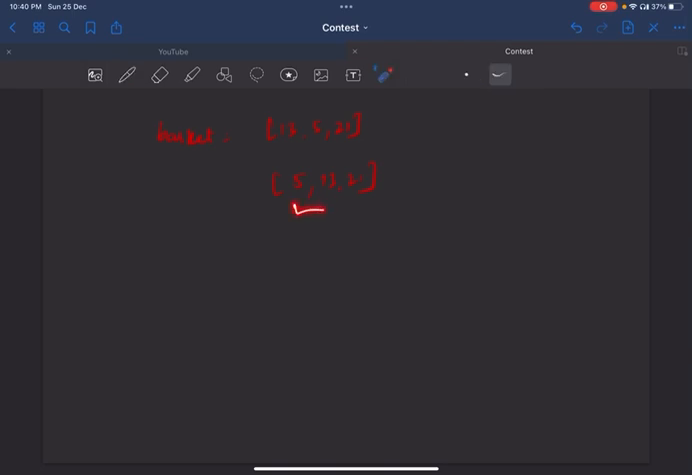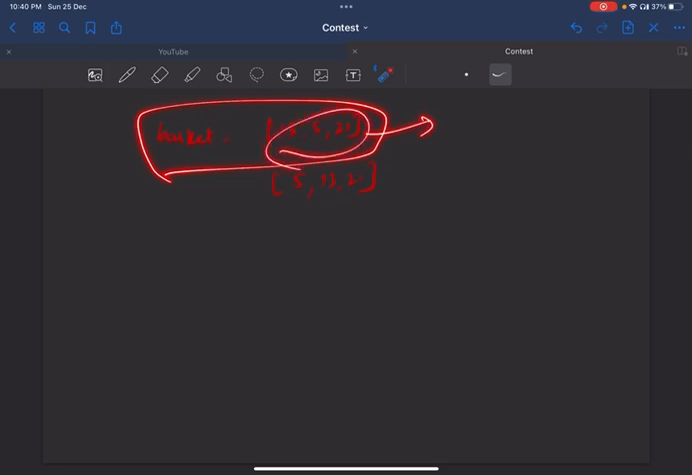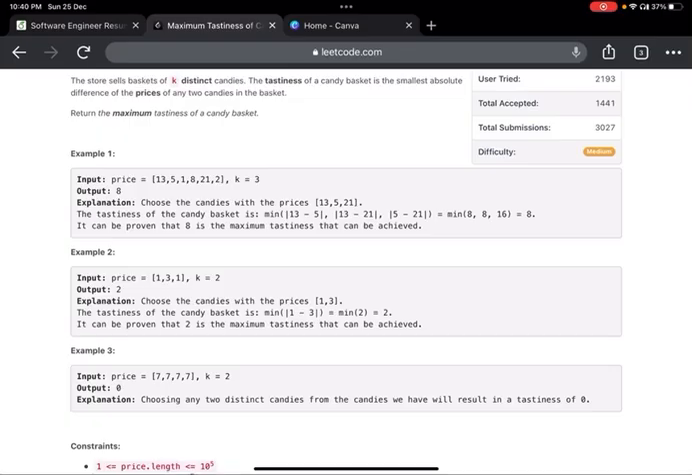Then you can only check every adjacent pair of elements. Because if the absolute difference between these two elements is greater than k, then obviously the difference between these two will be greater than k, because the elements are in sorted manner. So the first approach that comes to your mind is sorting the candies in the basket. By sorting, you can reduce the computation time while calculating the minimum absolute difference.